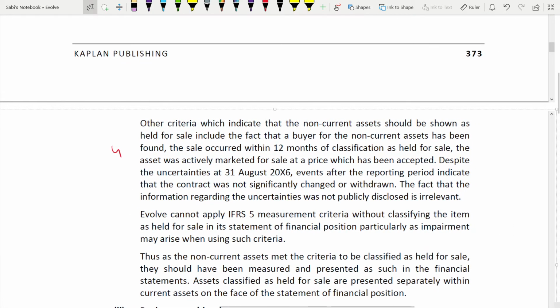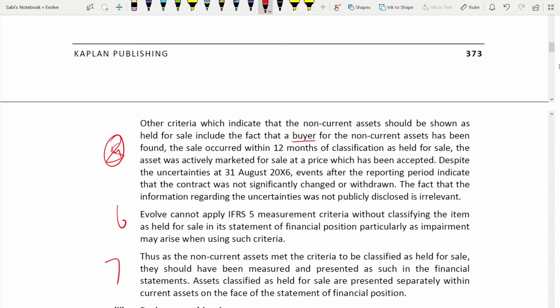So here you are going to get 4 and 5, 6 and 7. Other criteria indicate that this should be shown as held for sale. Include that a buyer for the non-current asset has been found. Now we are talking about the buyer. Second thing, why should it be classified as held for sale? Because of the buyer. One, you are identifying. Second, you are linking to the case study. So, buyer.